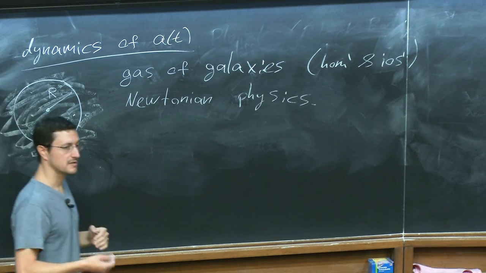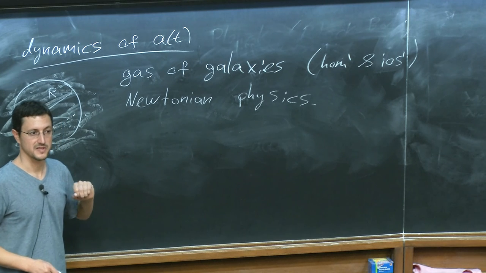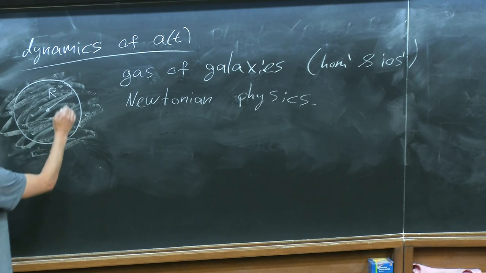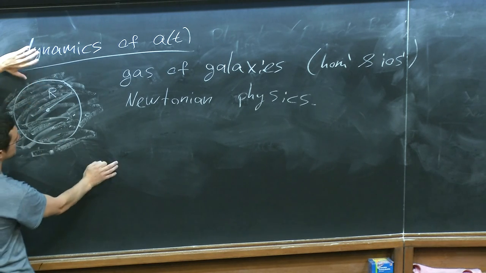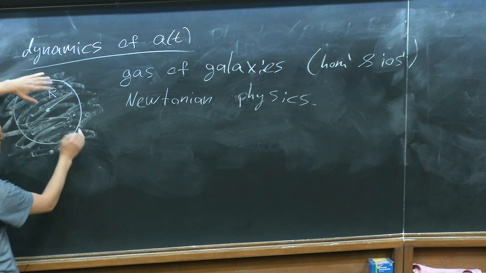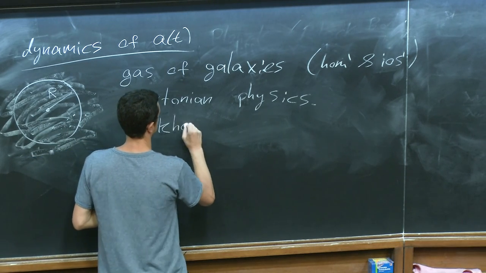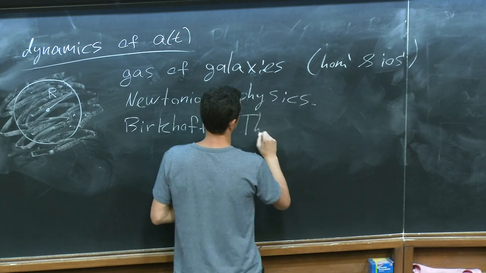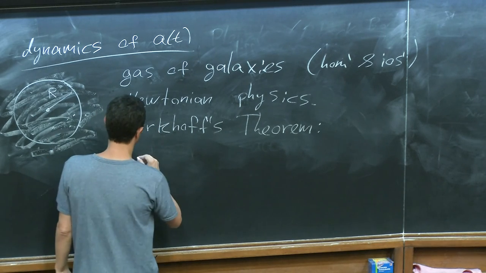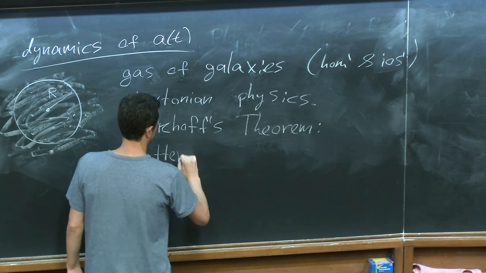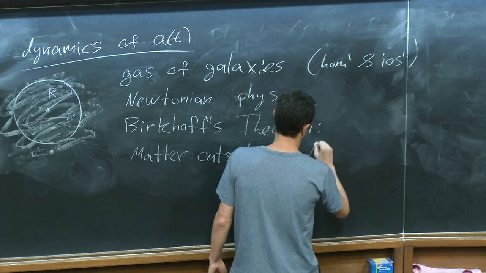So we're going to make a little cheat from GR, from general relativity, to actually put us on firm grounds in terms of Newtonian physics. And what we're going to point out is that as long as we consider the dynamics inside a spherical shell, and the rest of the matter is a uniform distribution of matter outside of the spherical shell, then we have a theorem, Birkhoff's theorem, and Birkhoff's theorem tells us in simple words simply that the matter outside R doesn't matter.